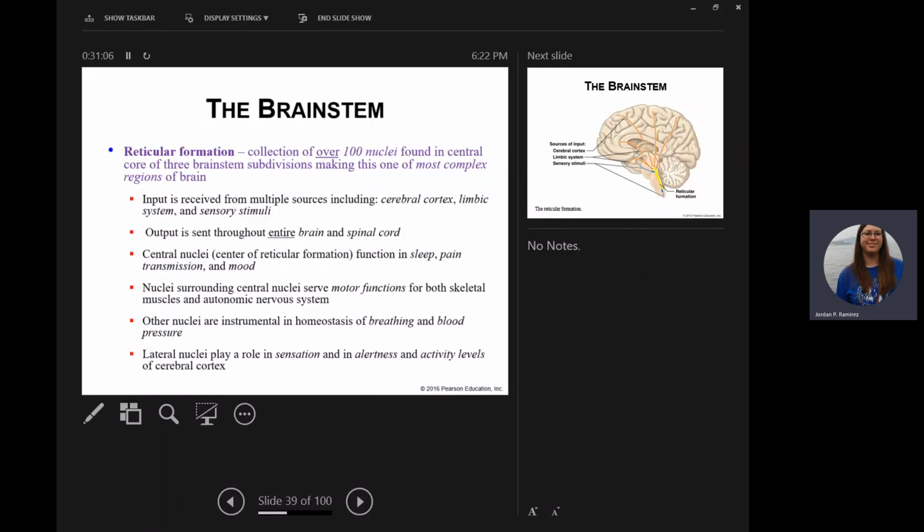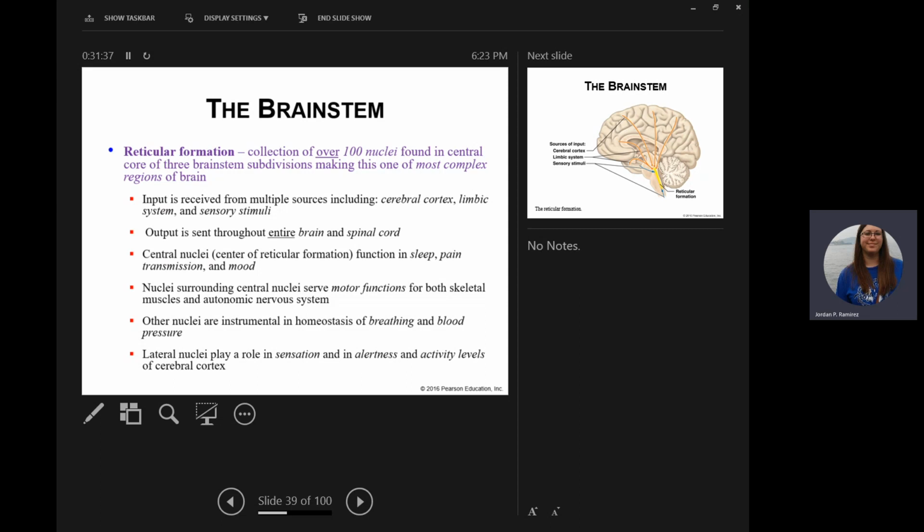So the reticular formation is a collection of over 100 nuclei found in the central core of the 3 brainstem subdivisions, making this one of the most complex regions of the brain. Have you ever seen those Twizzlers that are filled? It's like the filling portion, or maybe like a donut. It's the filling portion of the donut, the centermost portion. It's like wires running through the center of all 3 of those different parts in the brainstem.